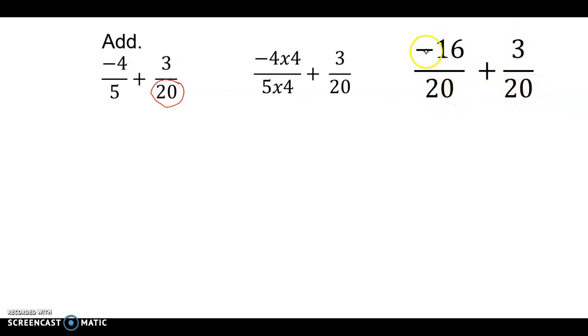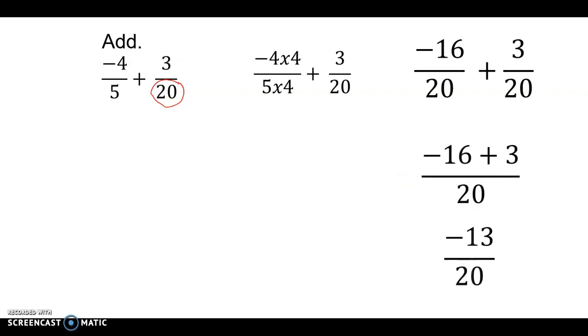Now the top has a negative and a positive, so they have different signs. So what do we do if we have different signs? We are going to subtract. So 16 minus 3 is 13, and there's more negatives. So we end up with a negative 13 over 20.